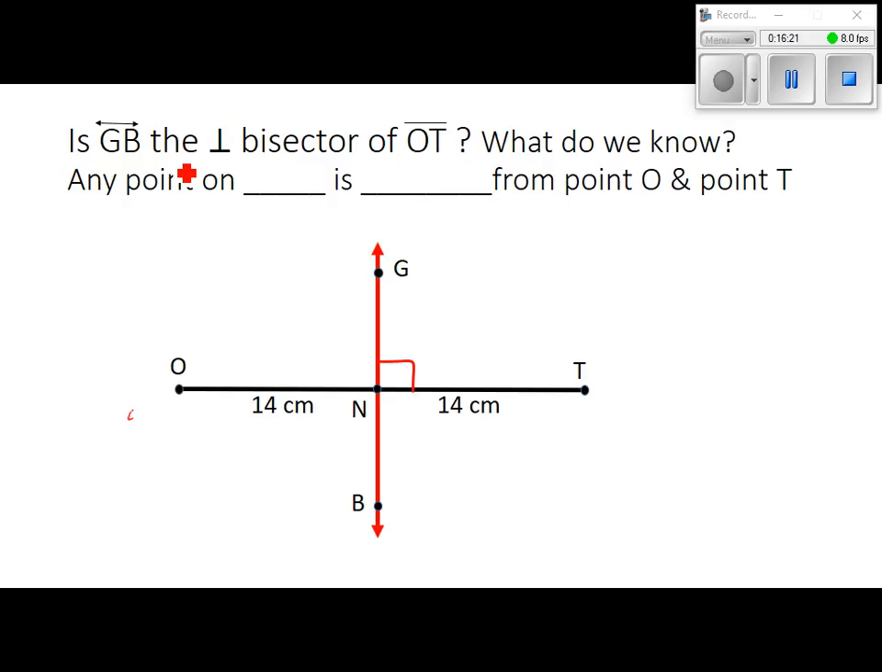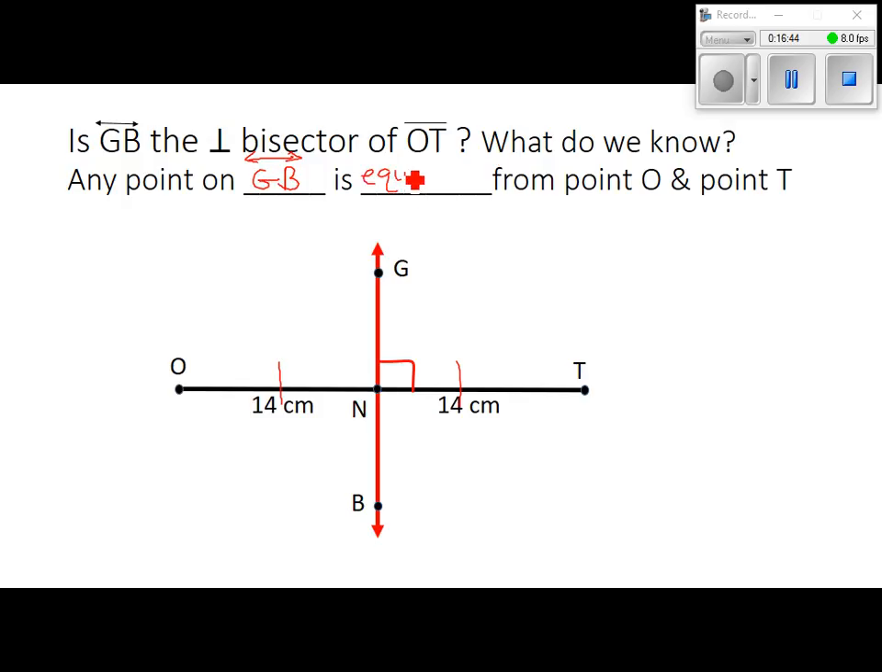No, it means it's perpendicular. If these are both 14, that means they're congruent, so is that segment being bisected? Yeah, so is it a perpendicular bisector? Yeah. Any point on line GB is what from O and T?